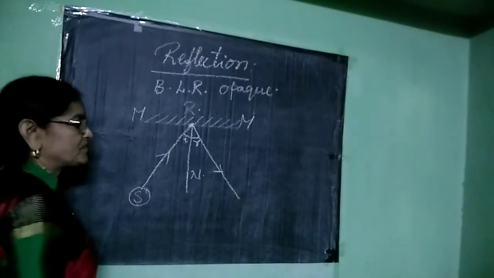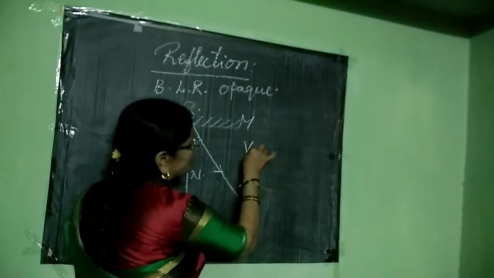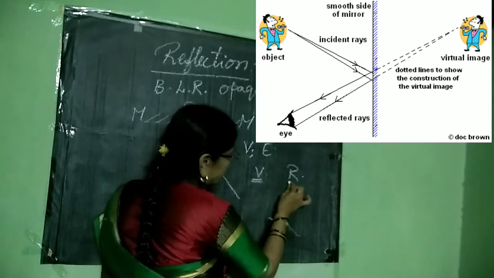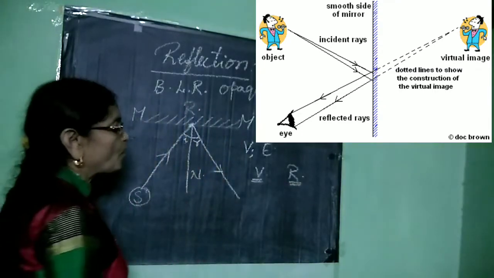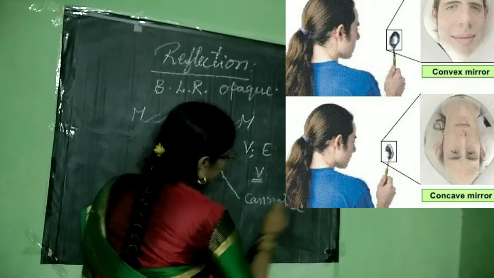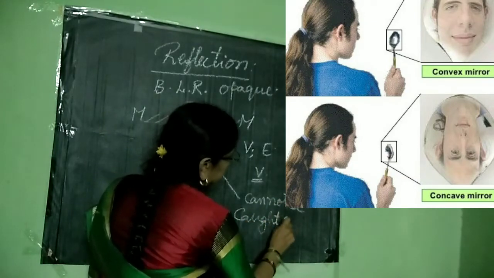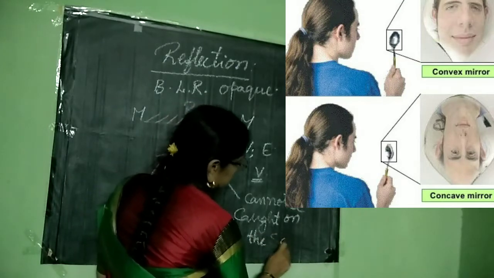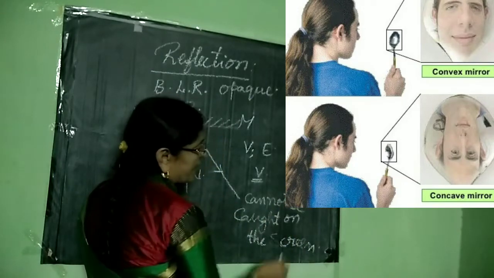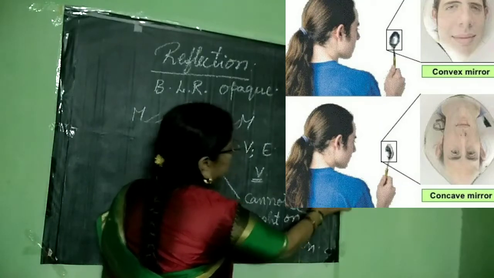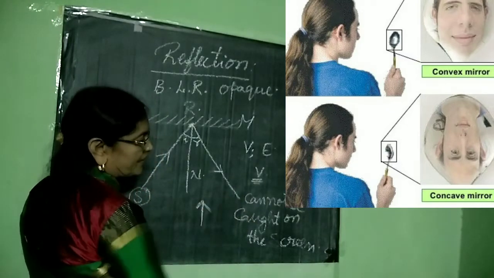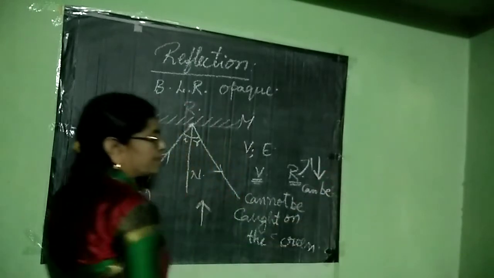Now what type of image is formed? We are saying it is virtual erect. Now there are two types of images formed: virtual images and real images. What is the main difference between virtual image and real image? A virtual image cannot be caught on the screen, whereas a real image can be caught on the screen. Virtual image will always be erect, straight, whereas real image will always be inverted.